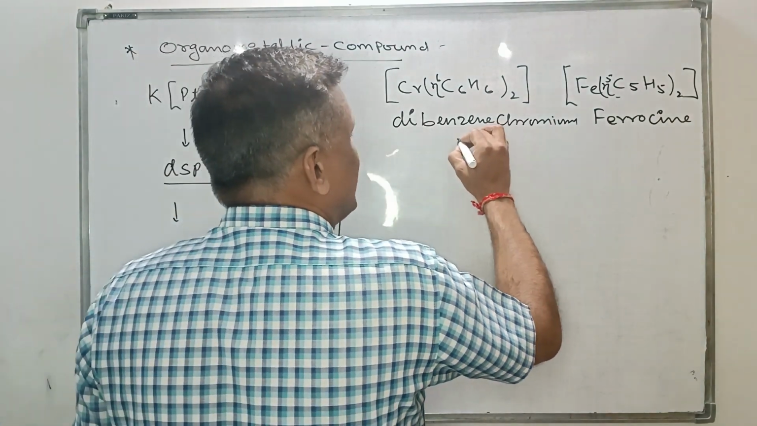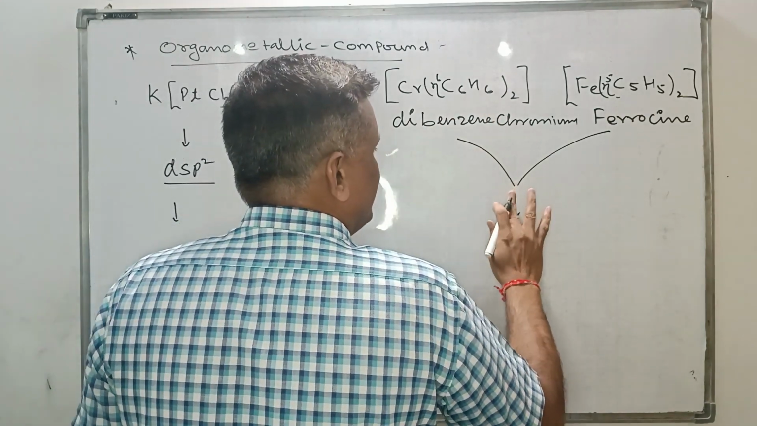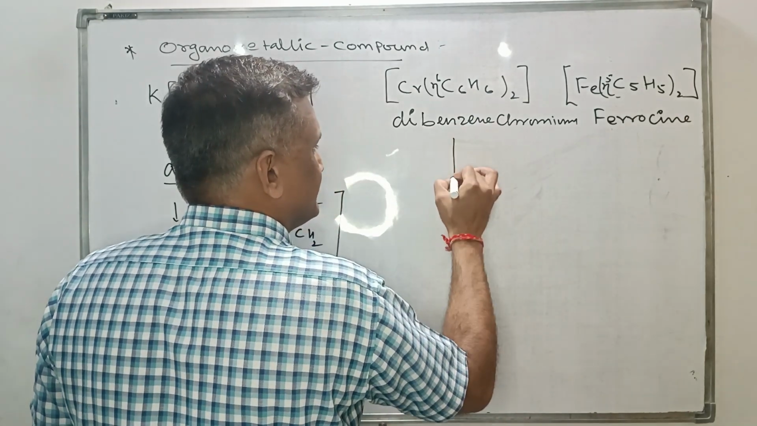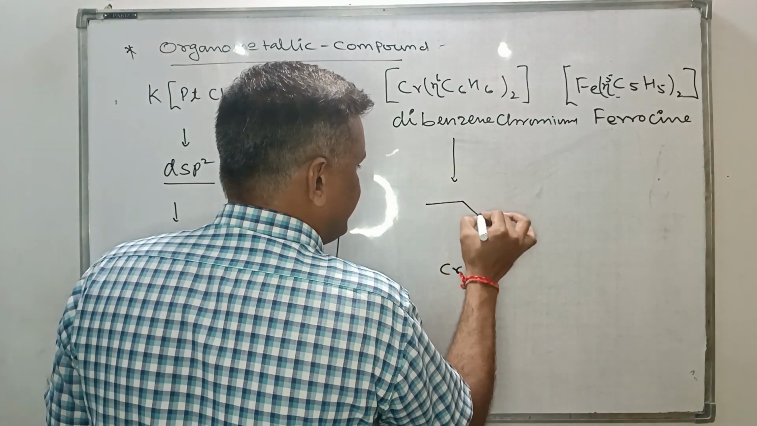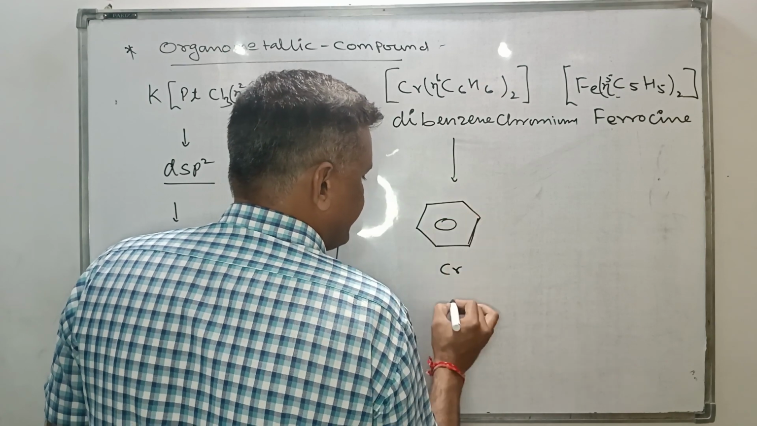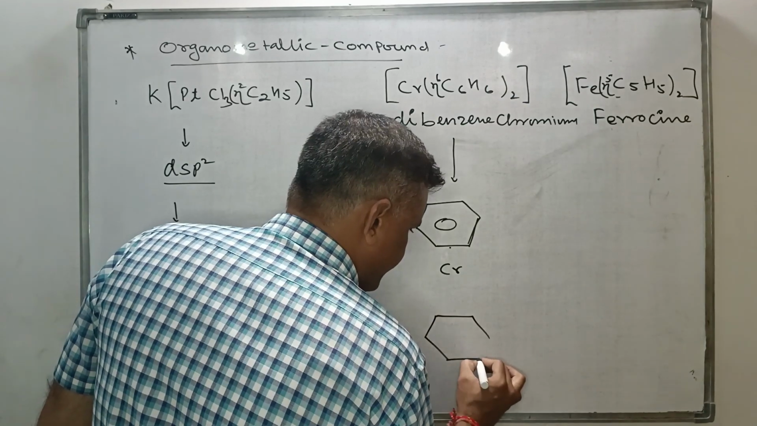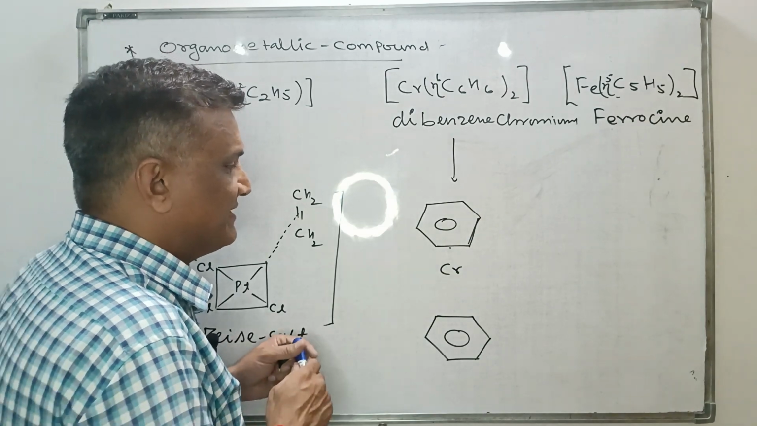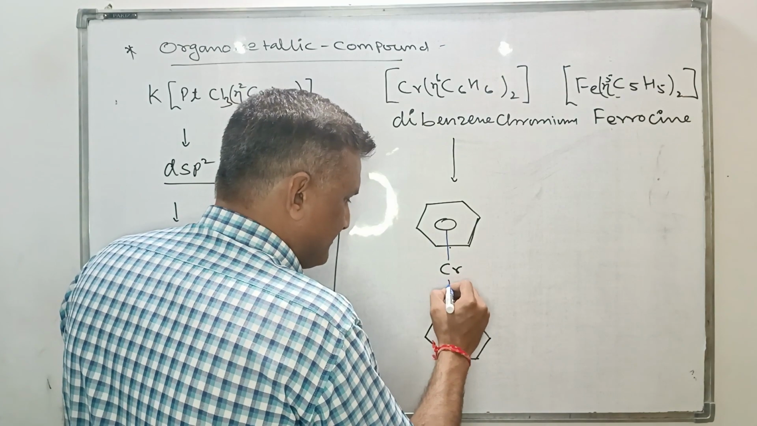The structures of these two compounds look as follows. This is Cr. This is one benzene ring, and this is another benzene ring. Here there is attachment with the pi bond. You can see the benzene rings attach through the pi bond.